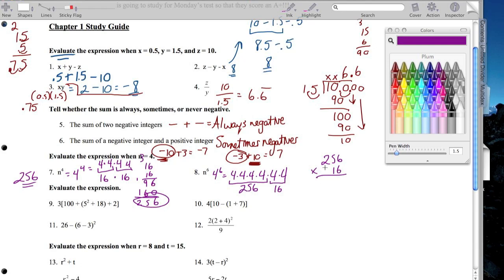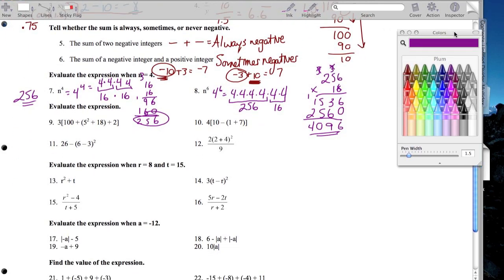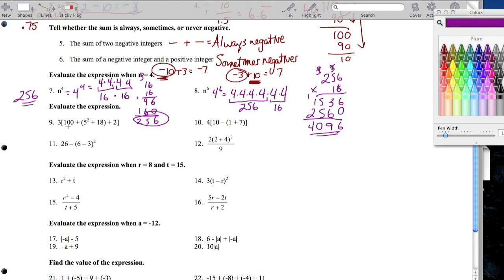256 times 16 is going to be 36, carry the 3. 5 times 6 is 30, plus 3 is 33. 6 times 2 is 12, plus 3 is 15. So that's done, that's done, that's done. Now place my 0 in. 1 times 6 is 6. 1 times 5 is 5. 1 times 2 is 2. My final answer is 4,096. Okay? Nice job, guys. Nice job. Alrighty. Moving on.